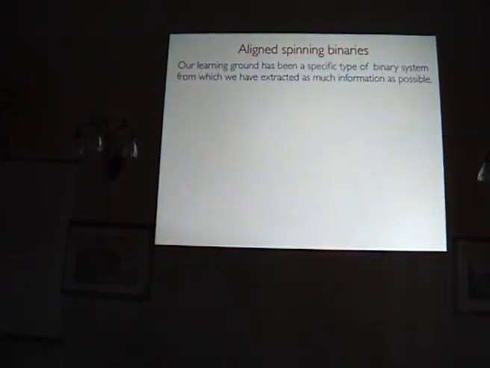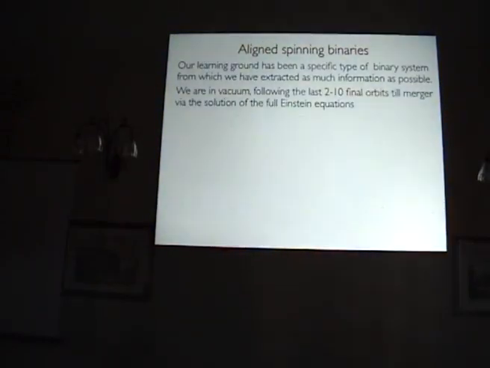Okay, so as I said, we have built our understanding starting from something which is a kind of learning ground, and this learning ground is binary black holes, and we try to extract as much of this information as possible. Just to make sure again that we are in sync in terms of what it is that we're doing: we are working in vacuum, so there is no matter here, and I'm really concentrating on the last, say, 2 to 10 orbits, okay? So this is not the inspiral problem, I don't have the inspiral problem yet, and I'm doing this through the full solution of the Einstein equations.